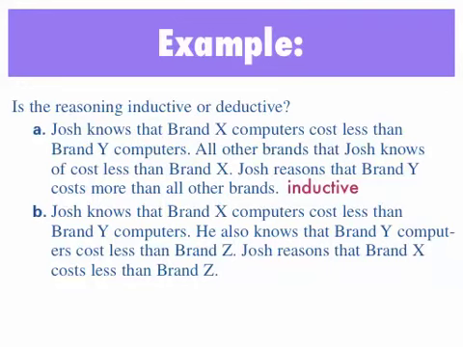In this argument, it is all based on what he knows. So he knows how much brand X, brand Y, and brand Z computers cost. It's not taking into account any other computer cost. It's only talking about these three that he knows for a fact. Because this is using facts, it is deductive reasoning.